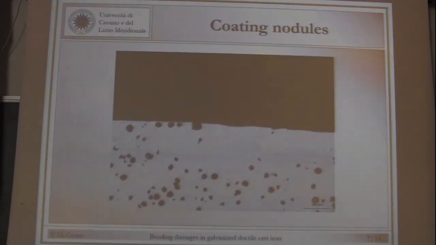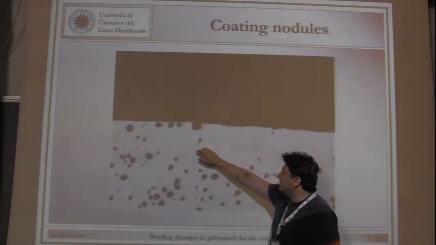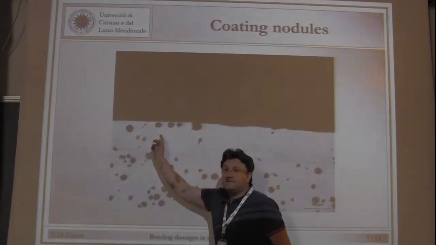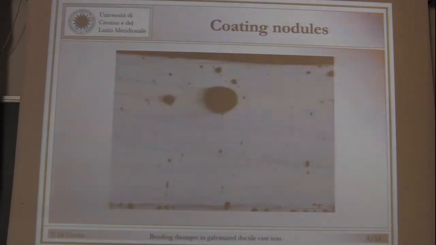So this is the cross-section of our galvanized specimen. We can see the presence of graphite nodules in the matrix. This is the coating, and inside the coating we have the presence of graphite. We think this is due to a diffusion of carbon inside the coating. It is confirmed by this picture.